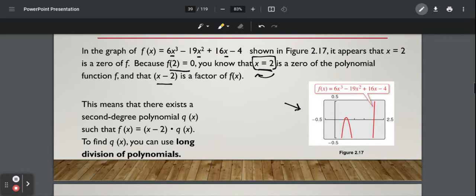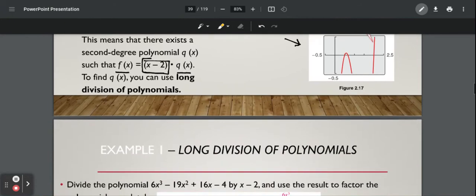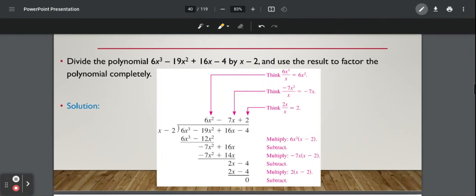So what that means is that if we were to take this polynomial right here that gave us that whole graph, to get that polynomial we would have to take x minus 2 times some other polynomial. And so to do that, we would divide our 6x cubed minus 19x squared plus 16x minus 4 by this factor that we found by looking at the graph. This already has the solution written out for you, but we're going to talk through it.